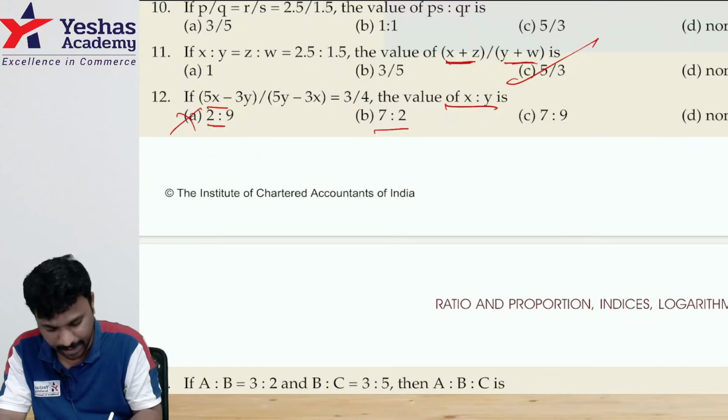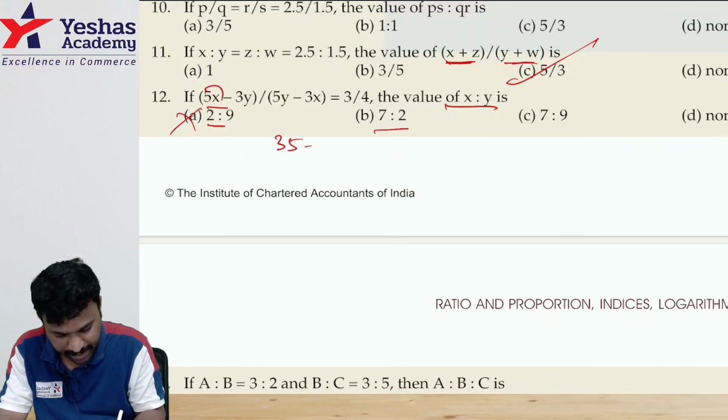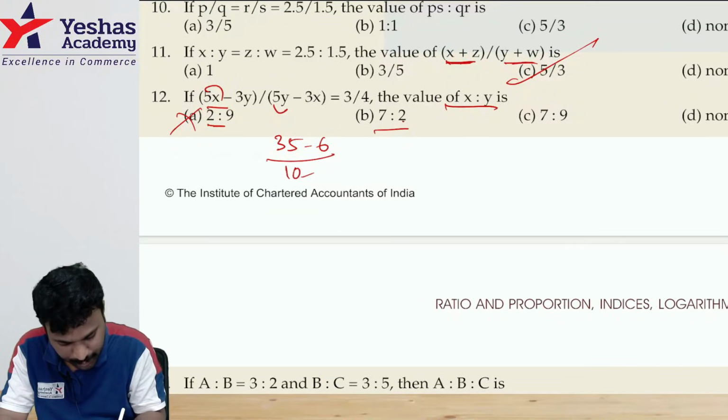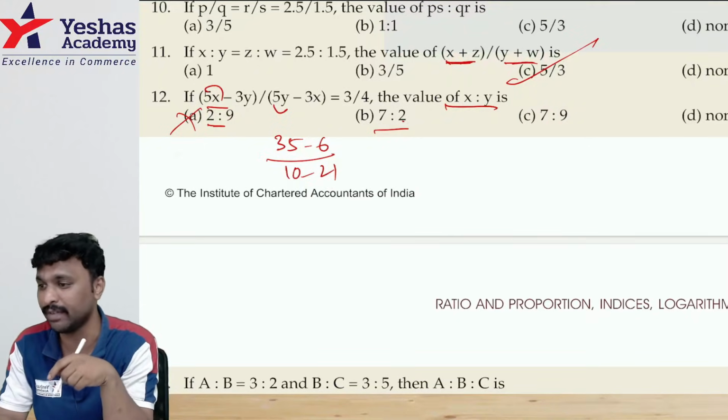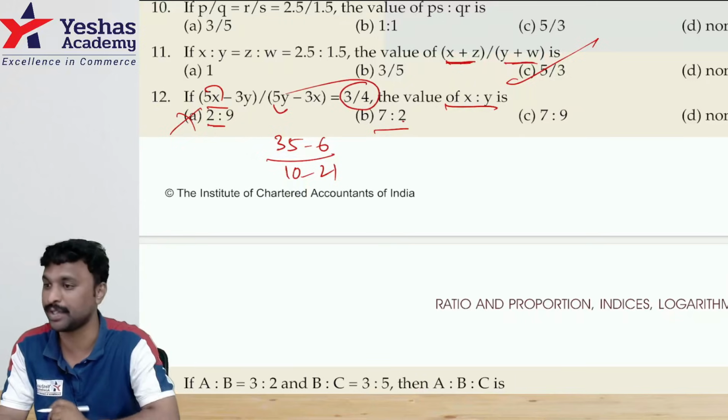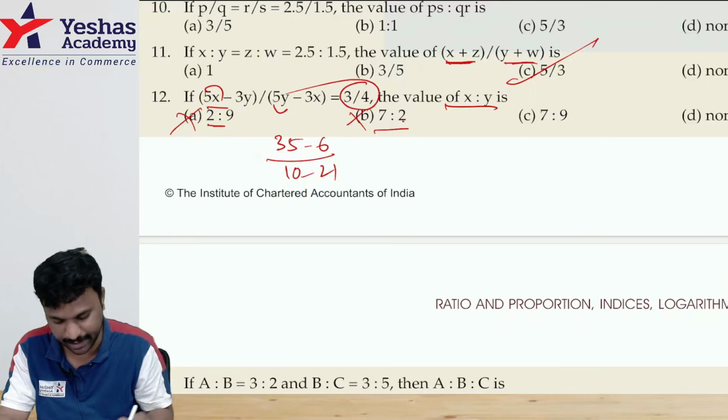Option B, if I hit 5 7s are 35 minus 3 2s are 6 divided by 5 into y. 5 into 2 is 10 minus 3 into 7 21. You see, numerator becomes positive, denominator becomes negative, but the ratio here is positive. So 3 by 4, it cannot satisfy this.